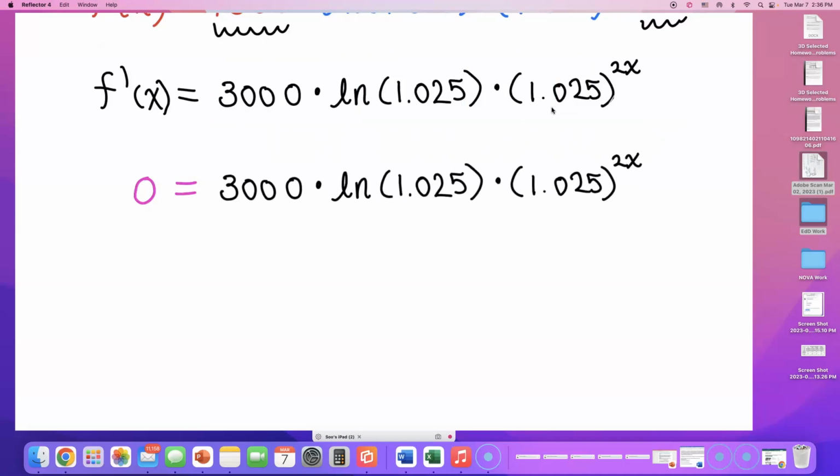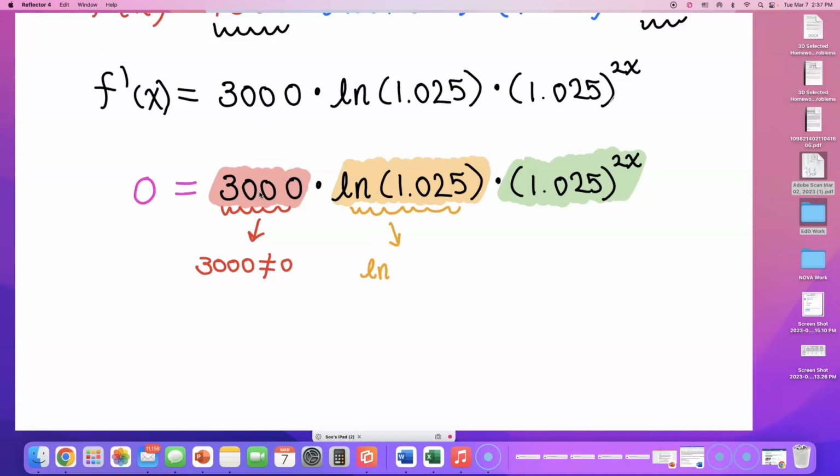So notice that we got 3 things multiplying, right? Here we have 3,000 times natural log of 1.025 times this term, right? So 3 things multiplying, and we want to see if that can ever be equal to 0. Well, 3,000 will never be 0, right? Typically we would set each factor equal to 0, but that's never going to be 0. 3,000 is not going to become 0, so we don't have to worry about that.